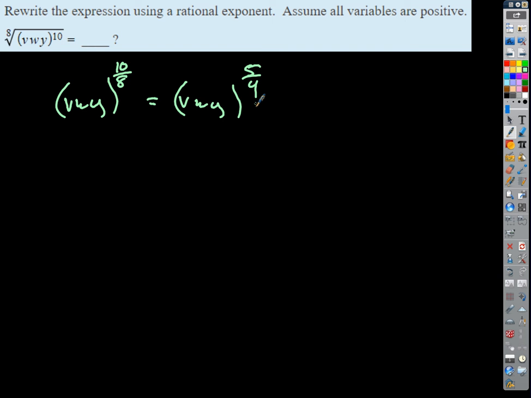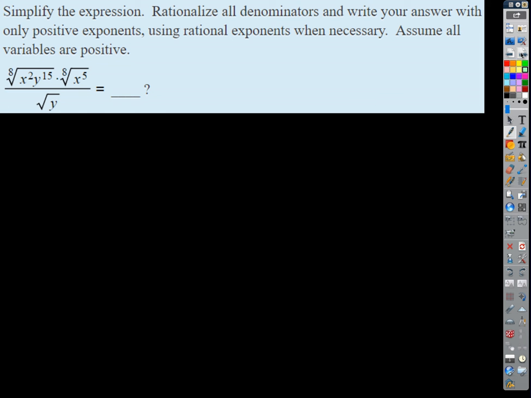So that helps us, right? That tells us that taking this product of variables to the 10th power and then taking the 8th root of that, we can do that more simply. We can just take the product of variables to the 5/4 power, right? It's a little bit easier than having to use those big radicals and those big powers. Okay, what about this one?